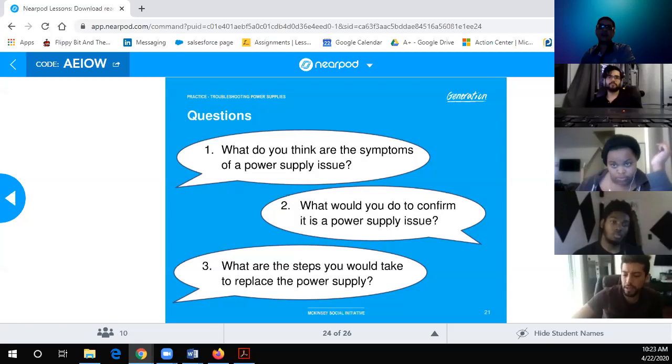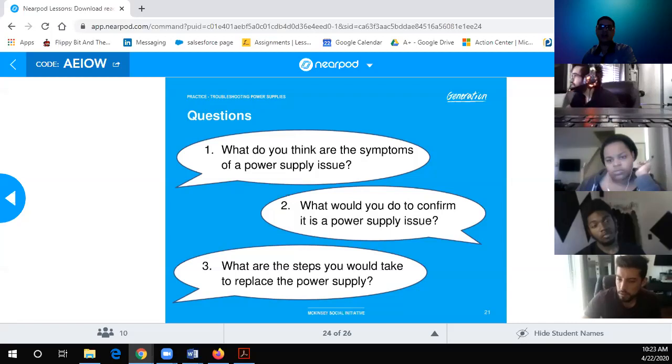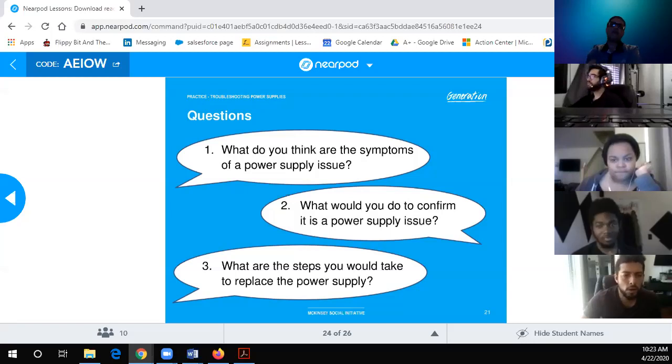Any other symptoms? Maybe not enough watts or electricity. Suddenly it just won't start, or it turns off. It's heating up, but all of a sudden it just loses power internally. So what would be the way we can confirm that it is a power supply issue? What can we do? Multimeter.